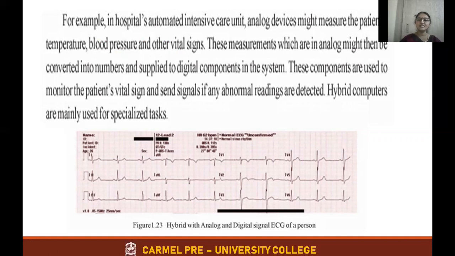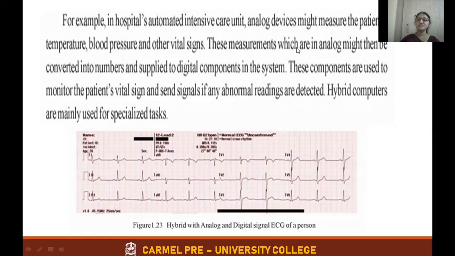The analog devices might measure the patient's temperature, blood pressure and other vital signs, the heartbeats, as I said, the ECG, isn't it? So all those readings will be displayed on those. But these measurements, which are in analog form, might be converted into numbers. How do they give the report? When the BP measurement is taken and represented in a waveform, in the report we will get it as numbers. So that means it will be converted into digital form, the numbers.